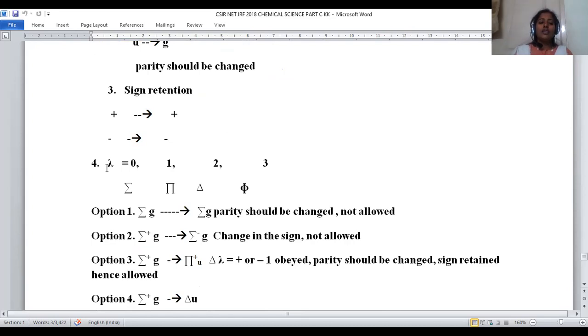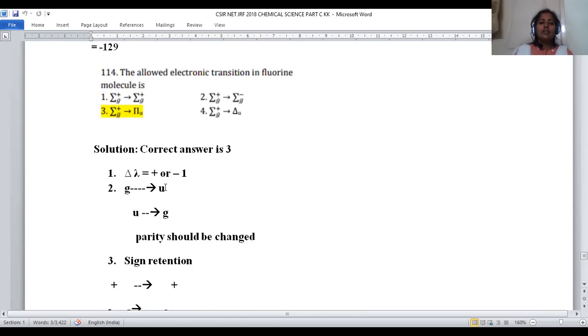And the fourth selection rule is if lambda value is 0, that should be denoted with sigma, 1 denoted with pi, 2 denoted with delta, 3 denoted with phi. So in this way, different integers have different symbols. So based on this, we can pronounce the electronic state of the molecule. So let us see which kind of transitions are allowed in accordance with these 4 selection rules.